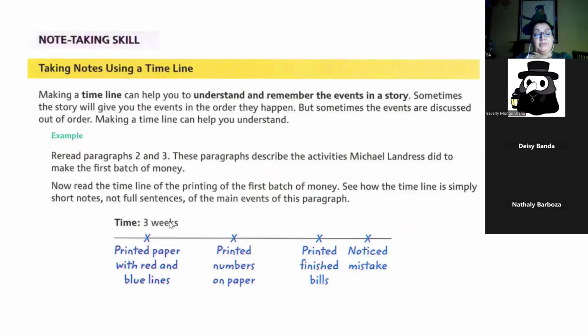Okay, time 3 weeks. So the first thing, he printed paper with red and blue lines. First thing, right? That's all he did. Printed paper with red and blue lines. Then, a second event, he printed numbers on the paper. Then, a third event, he printed finished bills. And finally, he noticed a mistake. What was the mistake that he noticed? A portrait of Benjamin Franklin. The portrait of Benjamin Franklin.